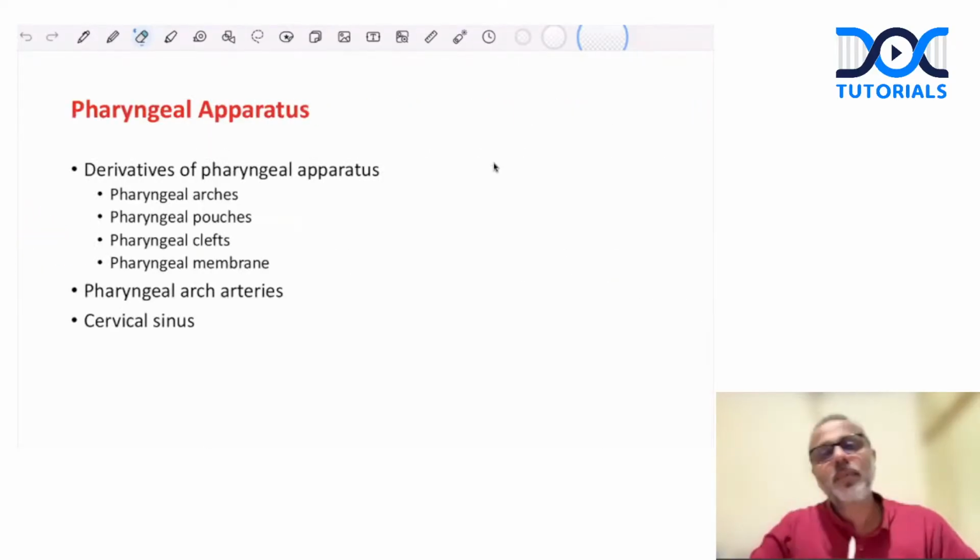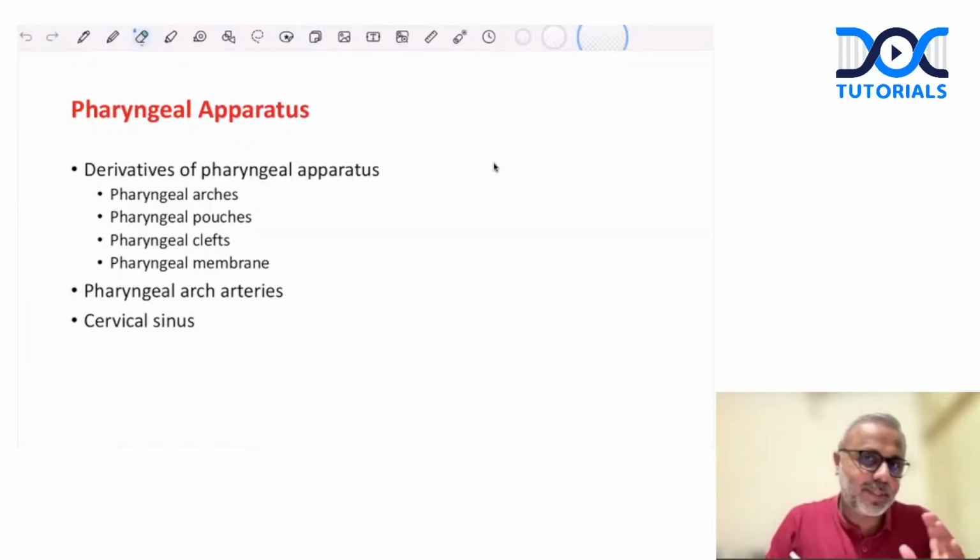First, let's start with the important questions that are asked in the development of the pharyngeal apparatus. As I said, in some of the universities, this could come in paper 1, where we ask the questions related to gross anatomy of head and neck. Otherwise, this could come in paper 2. Doesn't matter, better to be prepared for both the papers. So first, let's see what questions come from this topic.